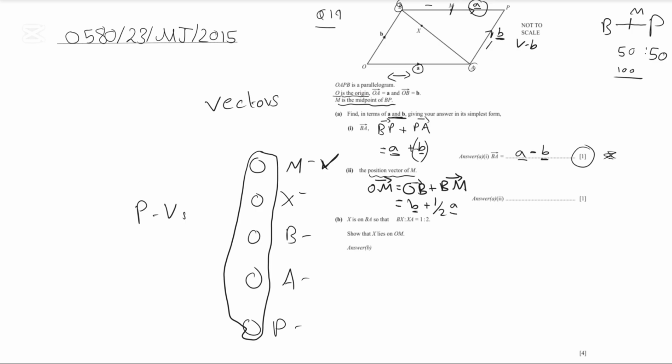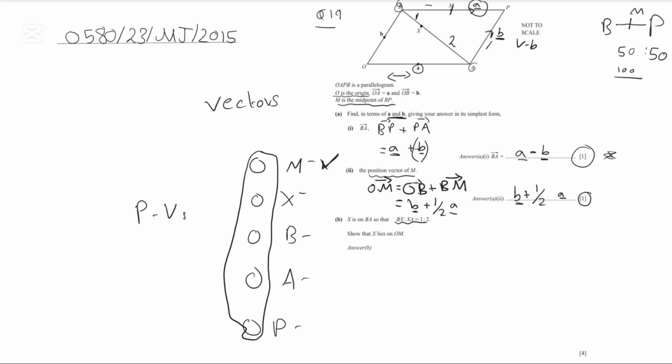So we will just write this as the answer. This is our answer, 1/2A. You have to underline them or you will not receive even 1 mark. Part C: X is on BA so that BX is equal to 1/3 of BA. So X is this point. So they're telling us that BX is 1 and XA is 2. So the line B to A is in total 3. So the ratio is 1:2.